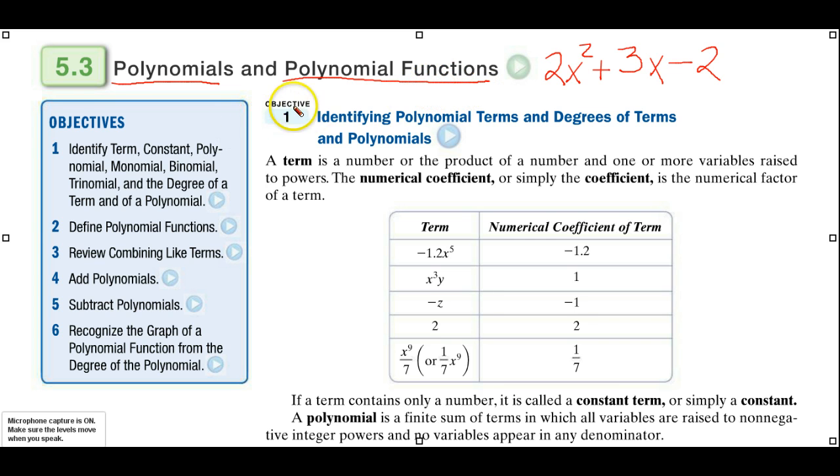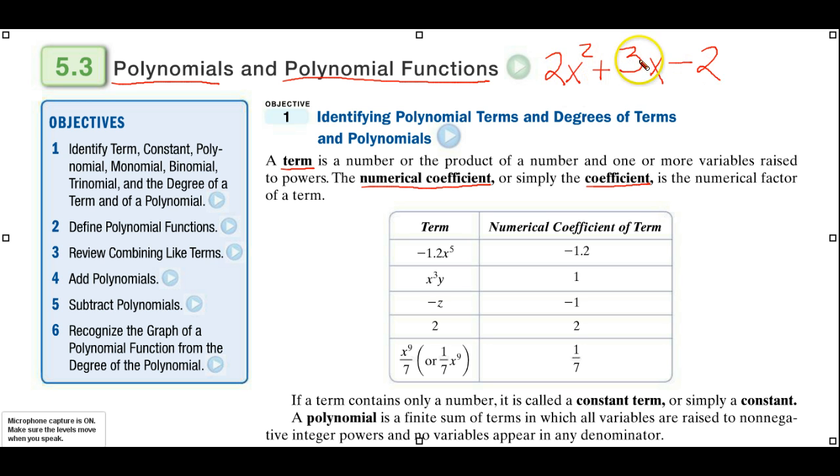Now, in Objective 1, they want us to go over what is a term, and then we're going to look at the numerical coefficient, which we had in Chapter 2, and also can be abbreviated as just the coefficient. So, by definition, this is an expression. Now, if we put an equal sign there and something, that would be an equation.